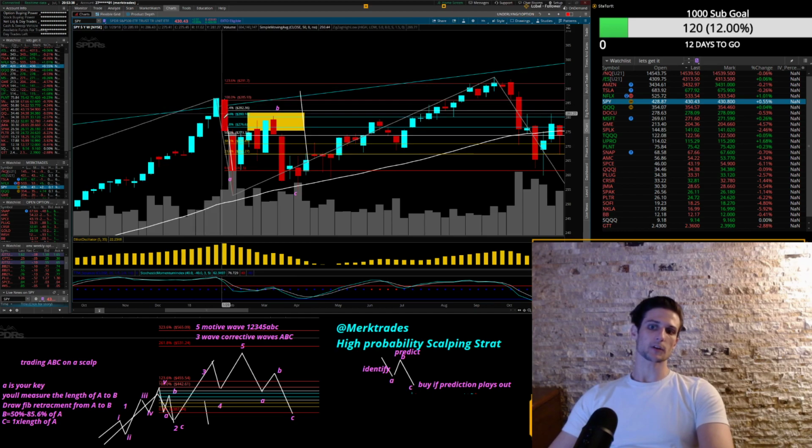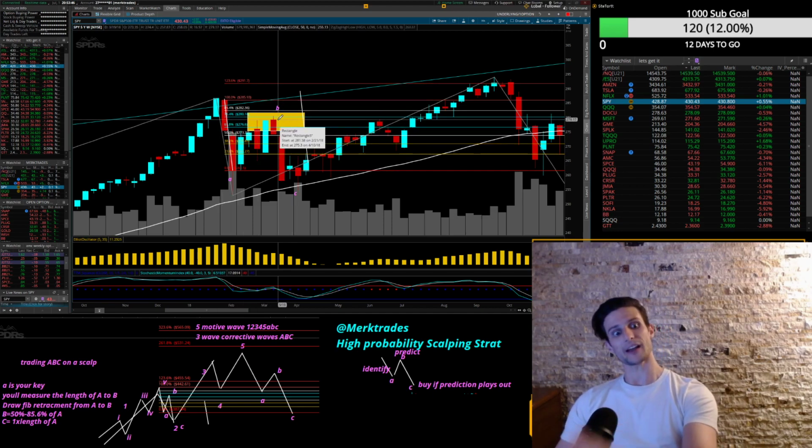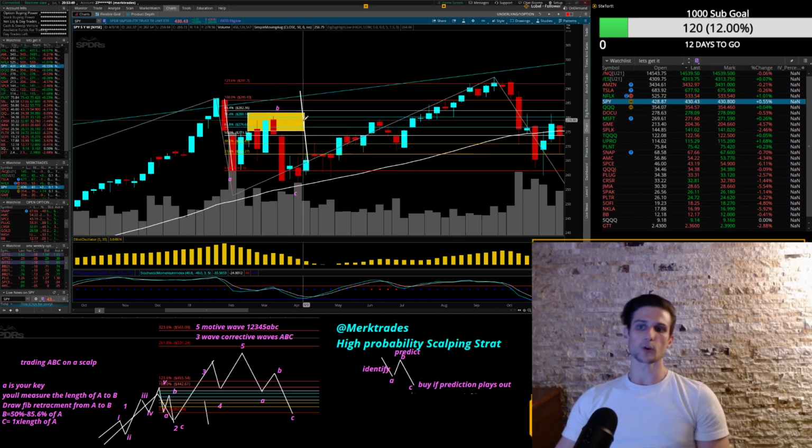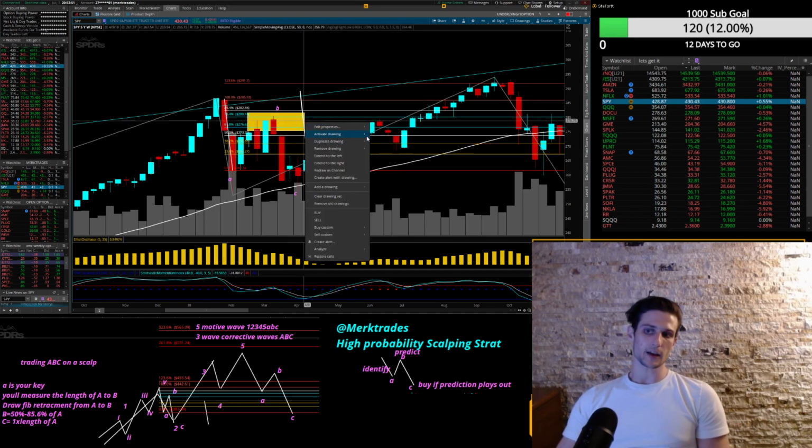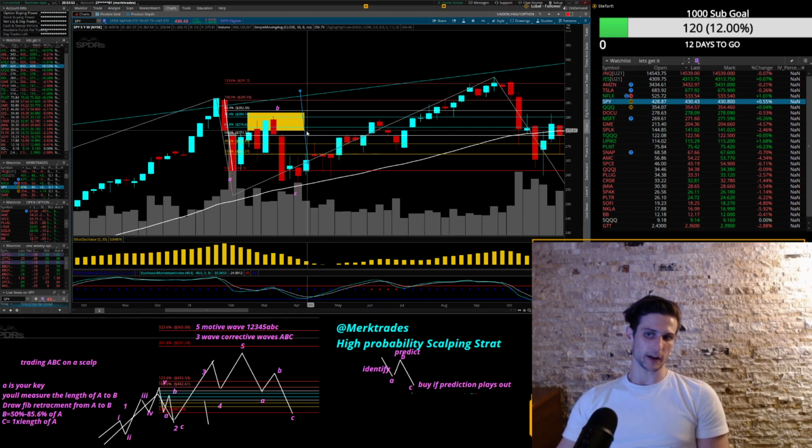Now, what I'm looking for is, hey, does SPY shift here? Like I spot the corrective pattern. So I plan my prediction. Does SPY shift in this box? Well, here's the cool thing. Your A also serves as a guide, a general guide for one of the measurements that C could be. Now, how do you measure C? It's 1 times the length of A.